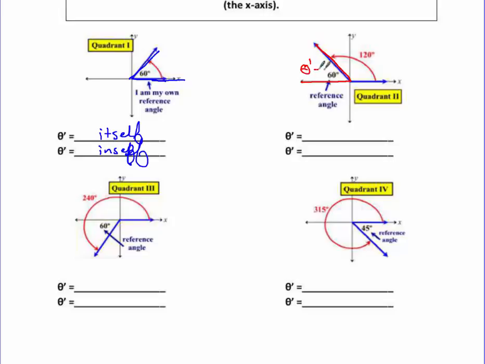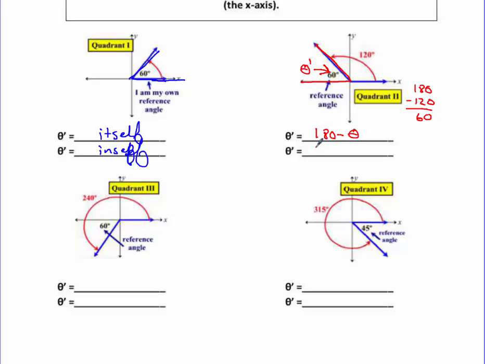So that 60 degrees is our theta prime. And the way we find that is whenever we have an angle in the second quadrant, we do 180 minus theta. So our theta was 120. So 180 minus 120 equals 60. And that's how I know that's 60 degrees.